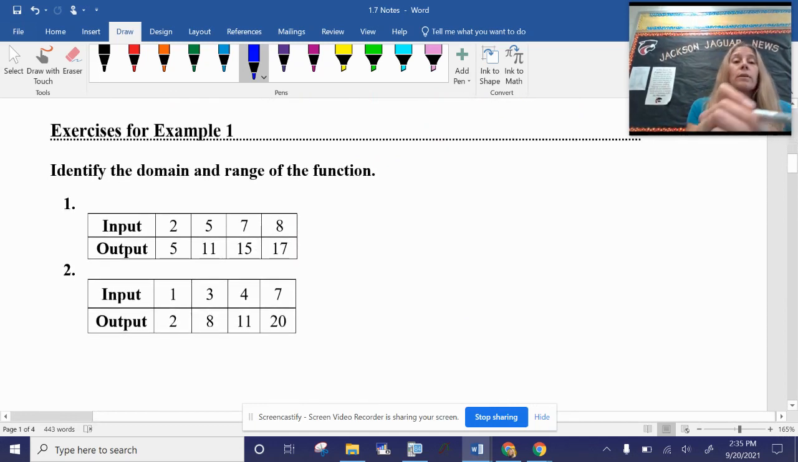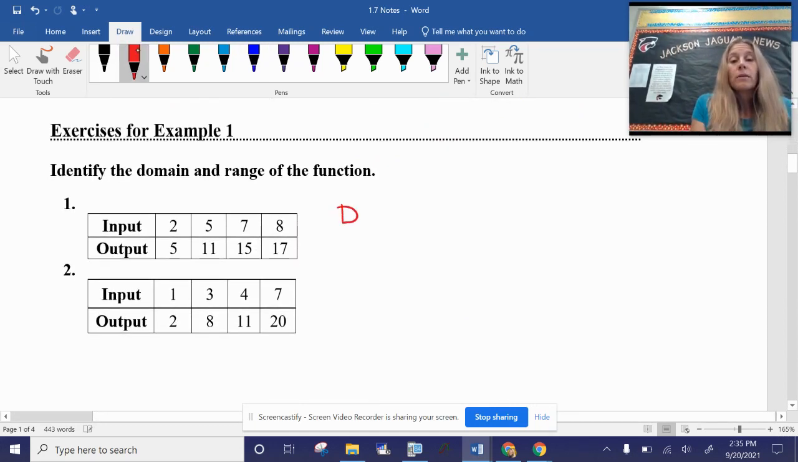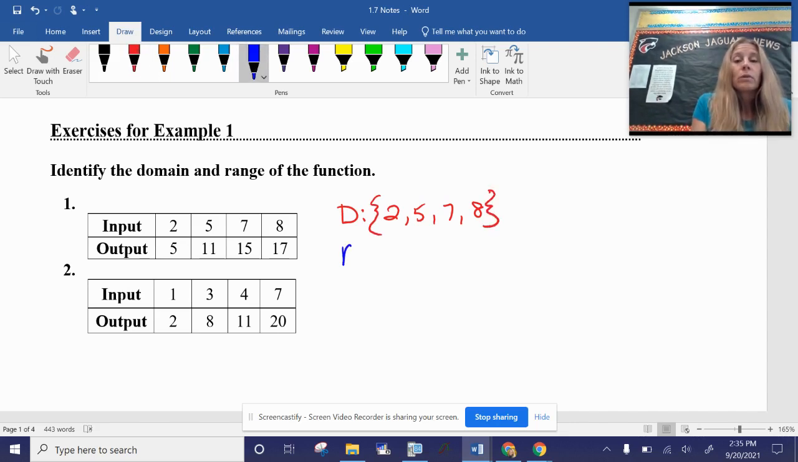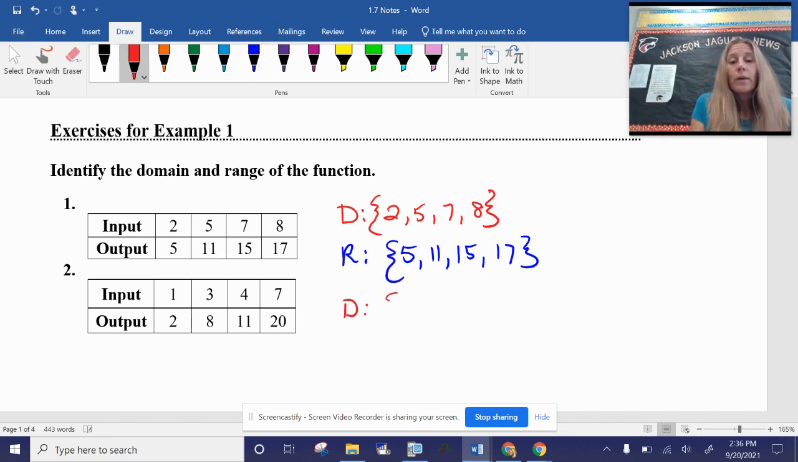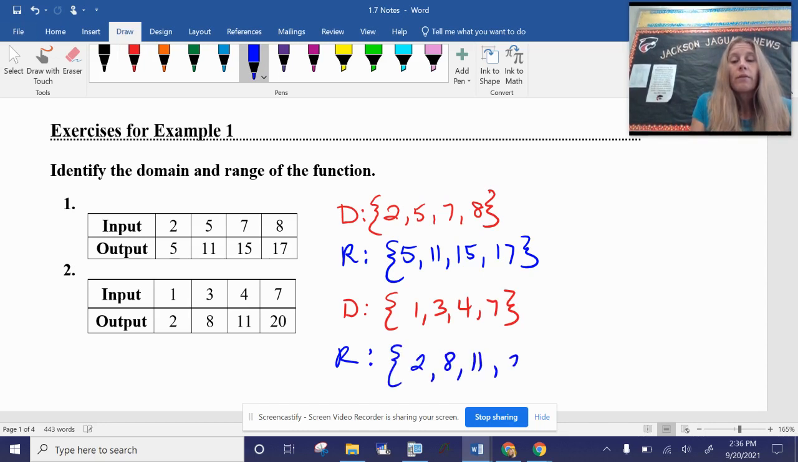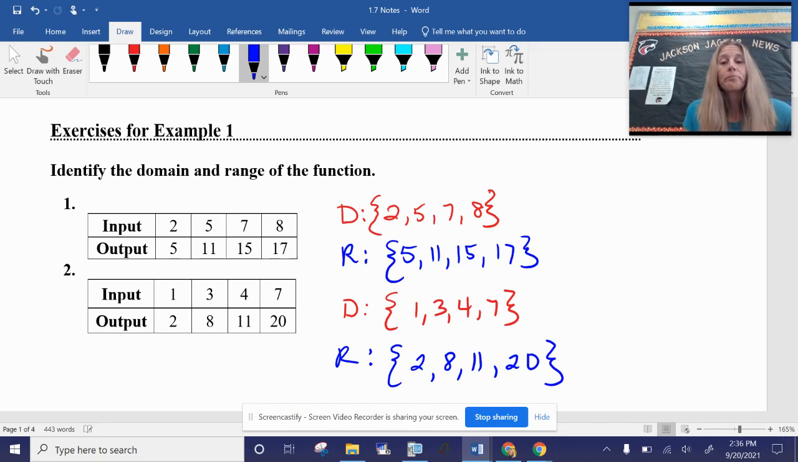So if we were to do these two examples here, my domain would just be 2, 5, 7, and 8. And I'm going to contain them in these funky looking grouping symbols. You might see something like that sometimes. And then my range is 5, 11, 15, and 17. Same thing for number 2 here. My domain is 1, 3, 4, and 7. And then my range would simply be 2, 8, 11, and 20.